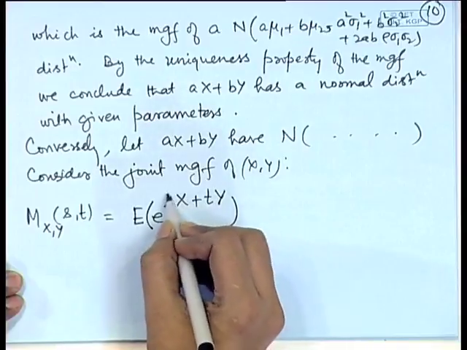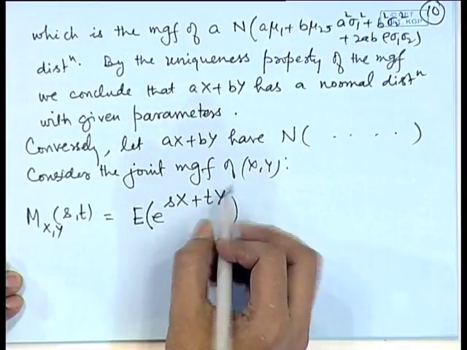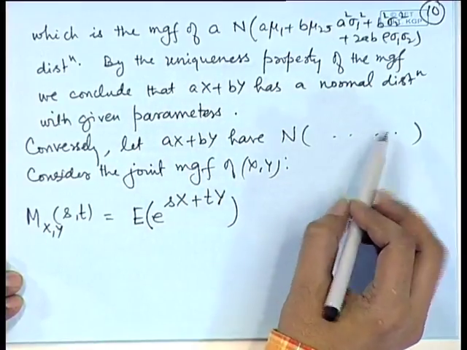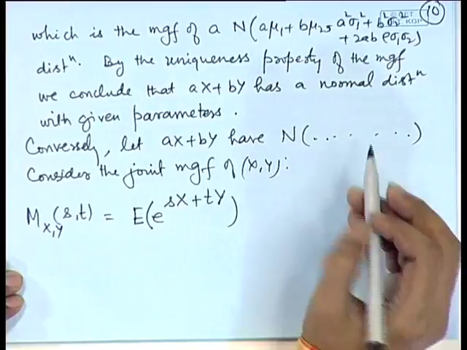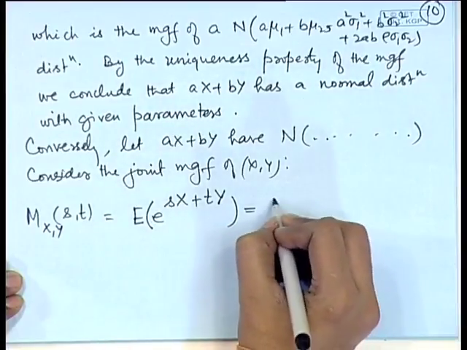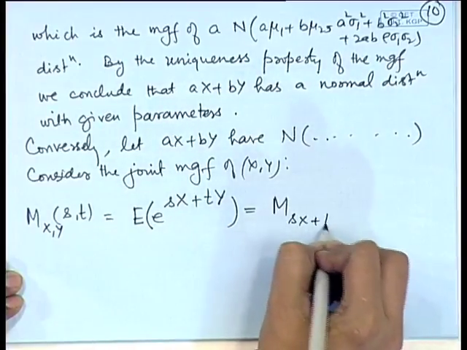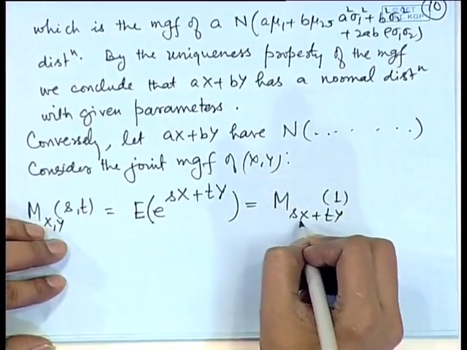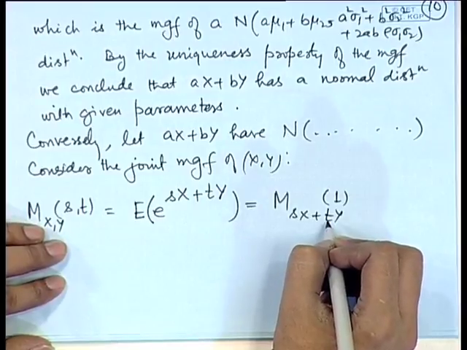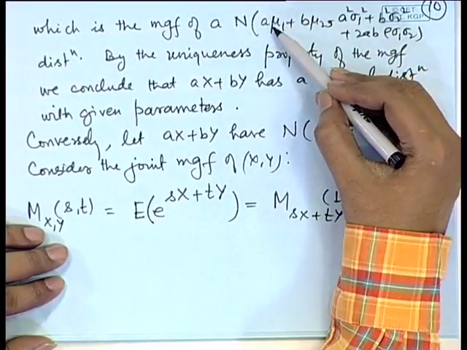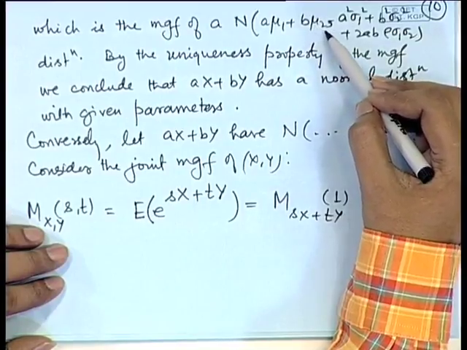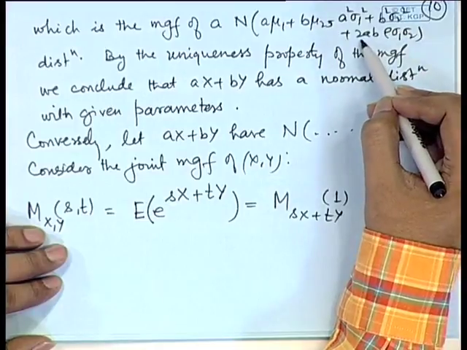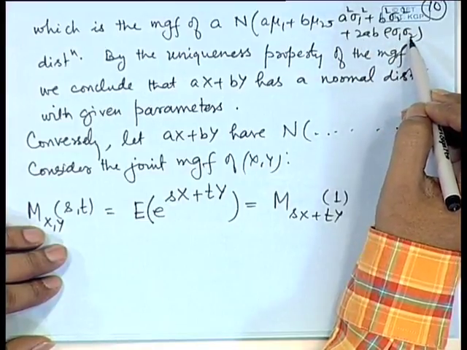Now, notice here that this is nothing but a linear combination of x and y. We are assuming that every linear combination has a univariate normal distribution with desired parameters. So, this becomes nothing but the moment generating function of s x plus t y at the point 1, which is known to us, because the distribution of s x plus t y is assumed to be normal with mean s mu 1 plus t mu 2 and variance s square sigma 1 square plus t square sigma 2 square plus twice s t rho sigma 1 sigma 2.